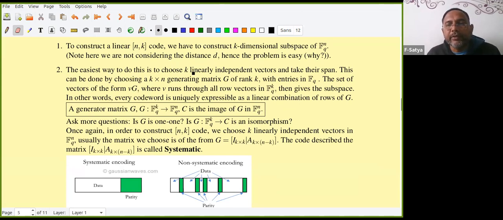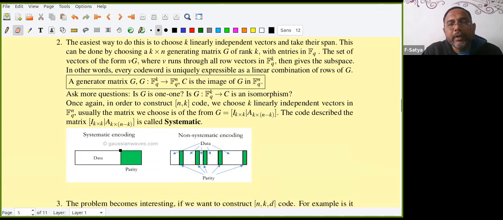So the easiest way to choose k linearly independent vectors is to take their span. This can be done by a k cross n generator matrix G with entries from Fq, the set of vectors vG. I have explained this earlier, but I'm just repeating: the generator matrix is a map. So these things we discussed.